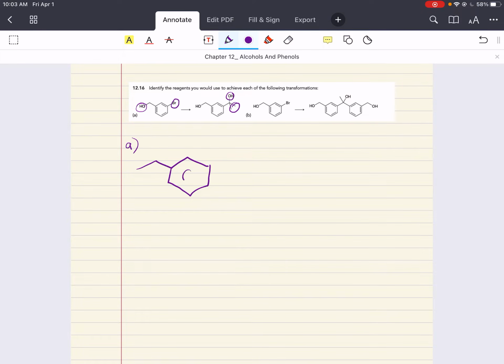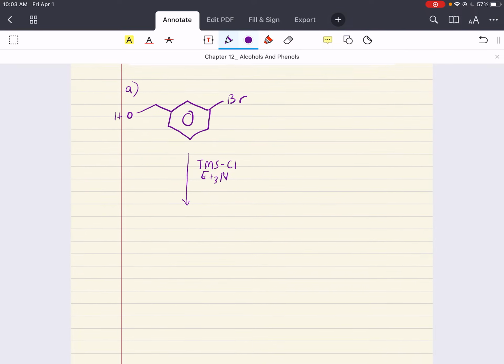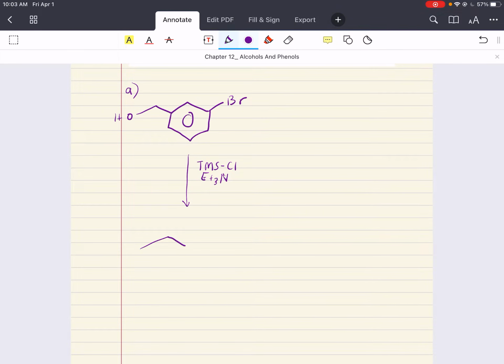That's exactly what we're going to do. We're going to protect this alcohol by converting it to OTMS. How do we do this? Easy. TMSCl with Et3N. What this will do is convert that alcohol group to OTMS. And here's our bromine.